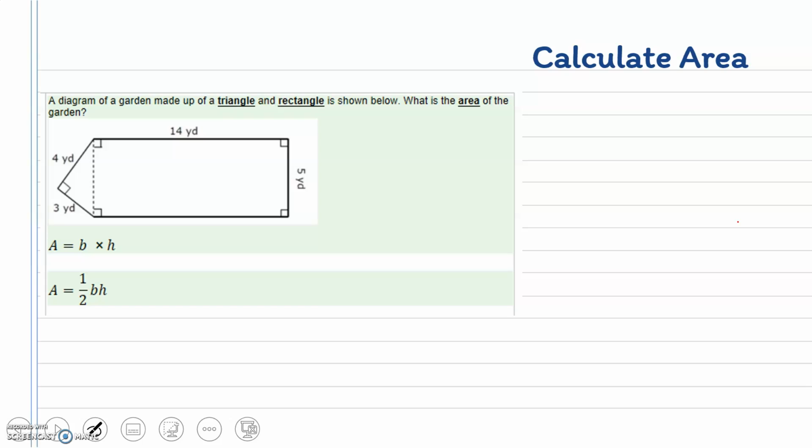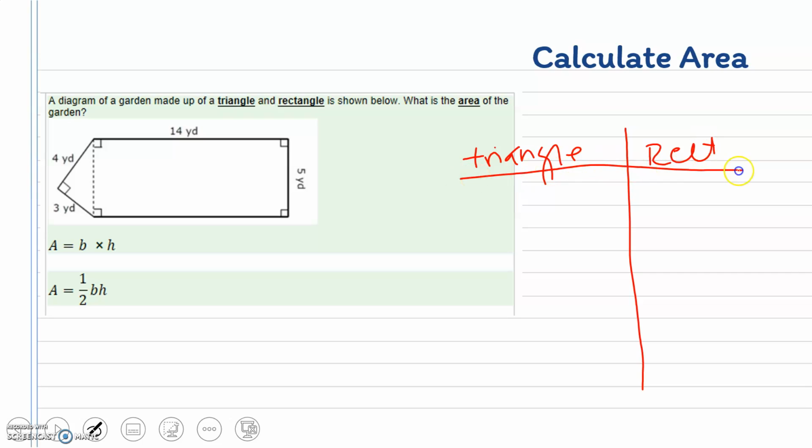So here's our very first problem. A diagram of a garden made up of a triangle and rectangle is shown below. What is the area of the garden? You see two different shapes, your triangle and your rectangle. For the triangle, area equals base times height divided by 2. For the rectangle, area equals base times height.